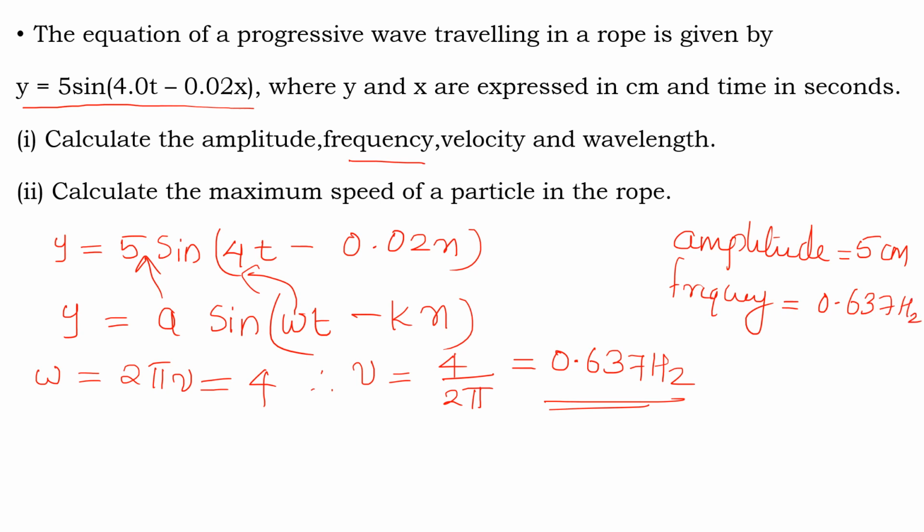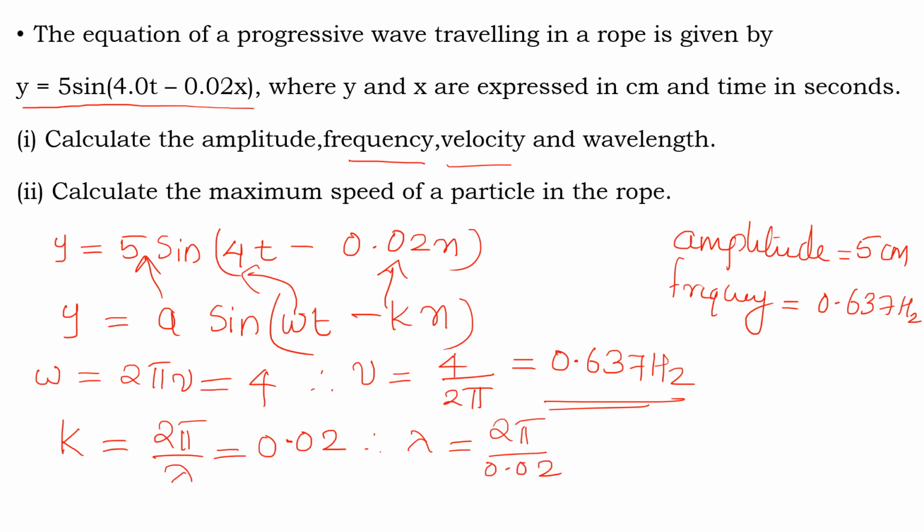Then next is the velocity. We know that k corresponds to 0.02. That is, k = 2 pi by lambda = 0.02. Therefore, the wavelength lambda is equal to 2 pi by 0.02. That is 314 centimeter.